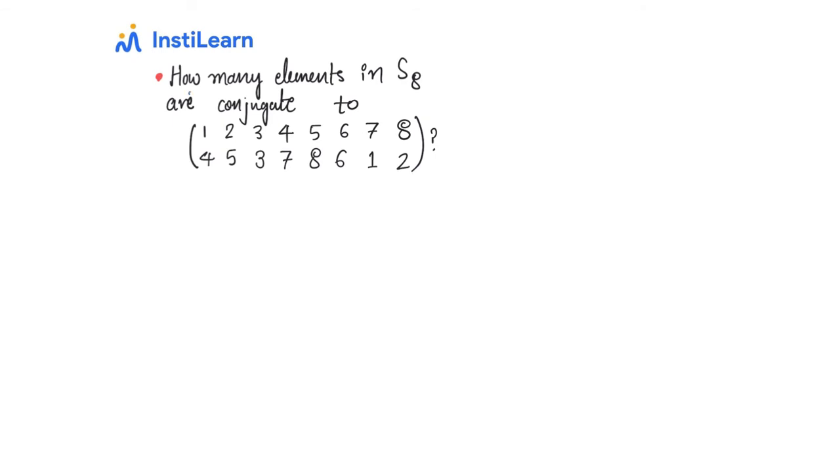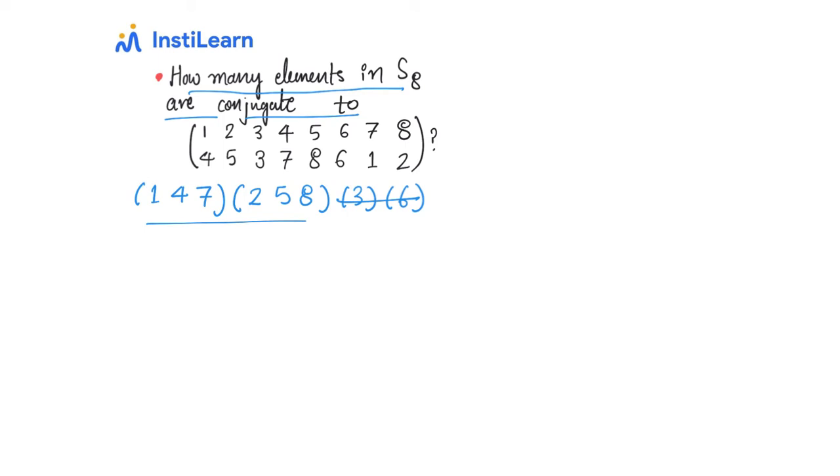So this problem asks how many elements in S8 are conjugate to this permutation in S8. Okay, so first let's write this permutation as a product of disjoint cycles. So I start with 1 goes to 4 goes to 7, and 7 goes to 1, so this cycle completes. 2 is not appearing here, so I start with 2 goes to 5 goes to 8, and 8 goes to 2, so this is complete. Now 3 hasn't appeared, which is 3 going to itself, and then 6 is left, so 6 is going to itself. So I delete the 1-cycles because we don't write them in the disjoint cycle decomposition.